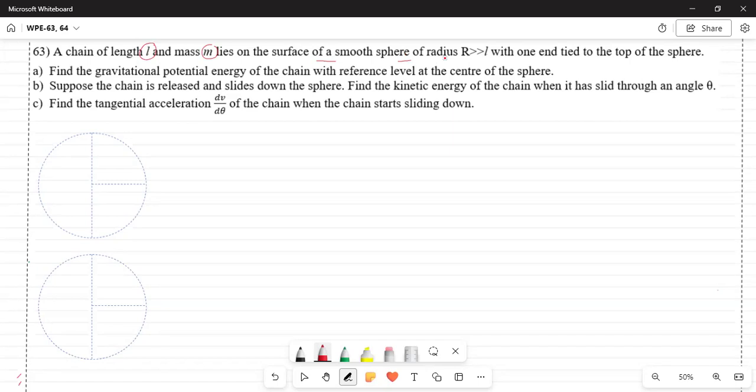The sphere has a radius r, which is much more than L. It means that the chain is very small with respect to the size of the sphere. And the chain is tied on the top of the sphere. So let's say the center is O, and let's say this point is A, and here there is a chain.